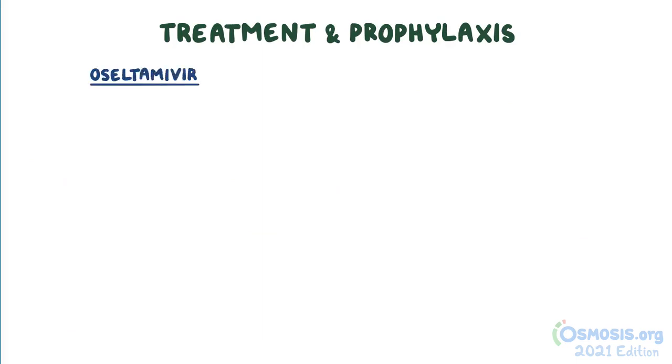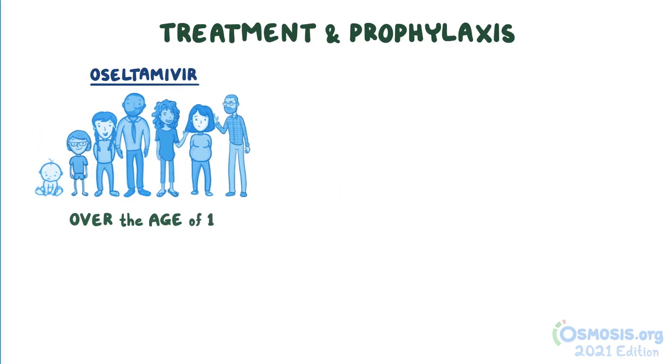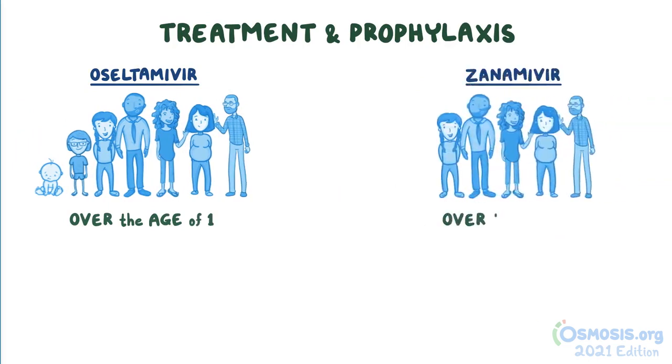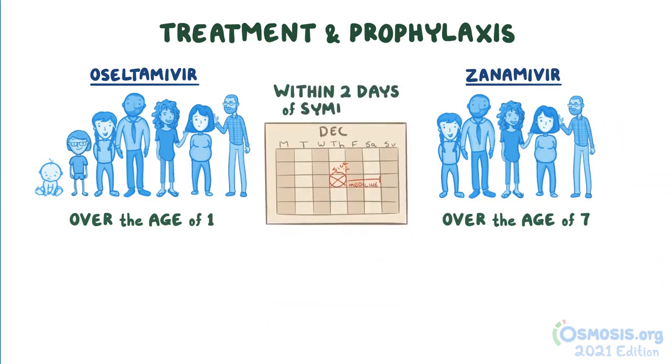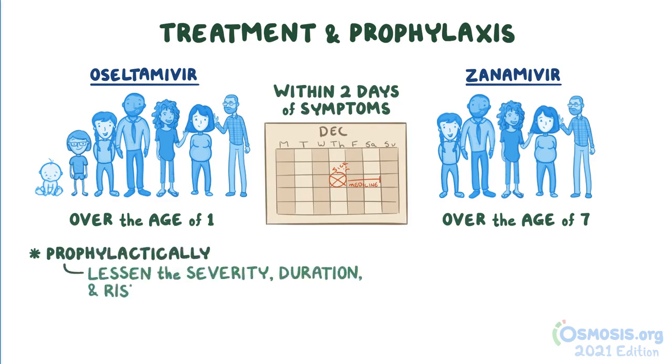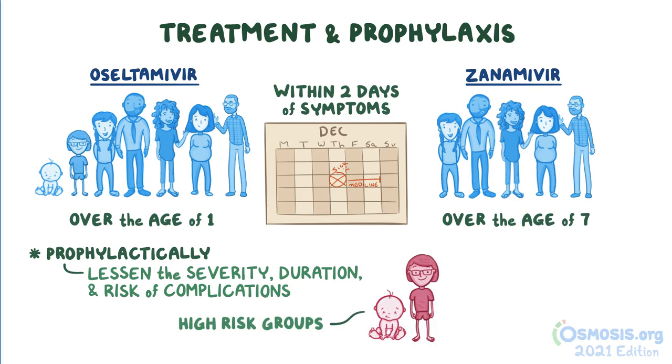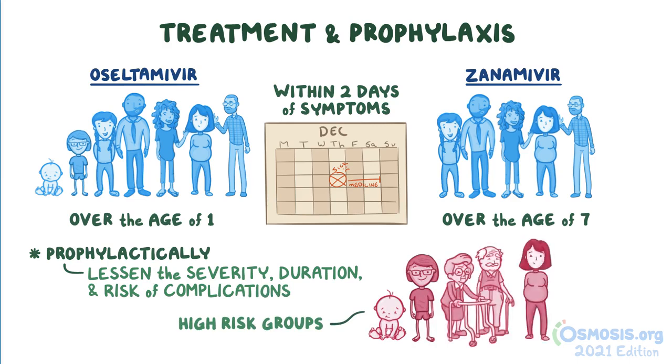Oseltamivir can be used for the treatment and prophylaxis of influenza in individuals over the age of 1. But zanamivir is used in people over the age of 7. When used for treatment, the best results are seen if the medications are used early, within 2 days of showing symptoms. But it can also be used prophylactically in individuals, in order to lessen the severity, duration, and risk of complications associated with influenza, especially in high-risk groups, like young children, elderly individuals, pregnant women, and immunosuppressed individuals.